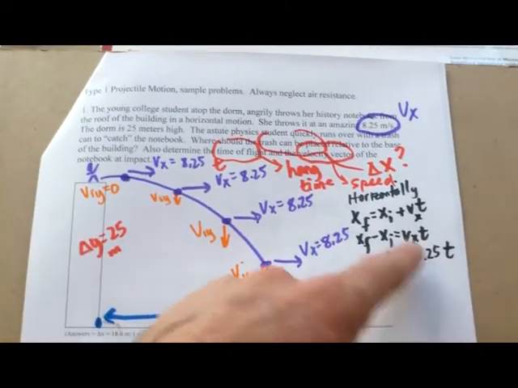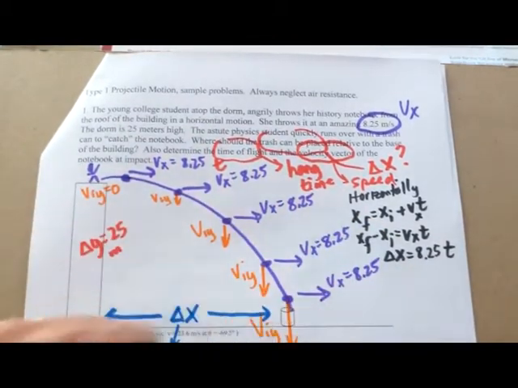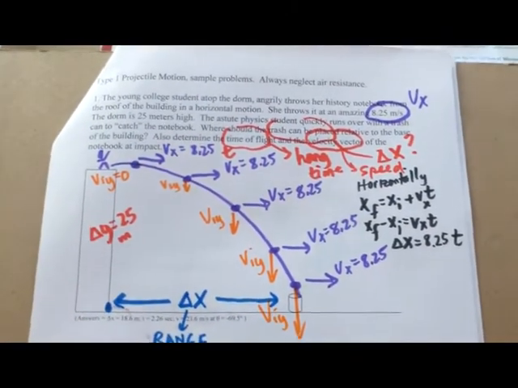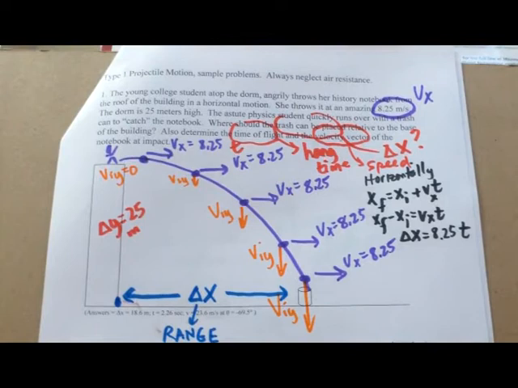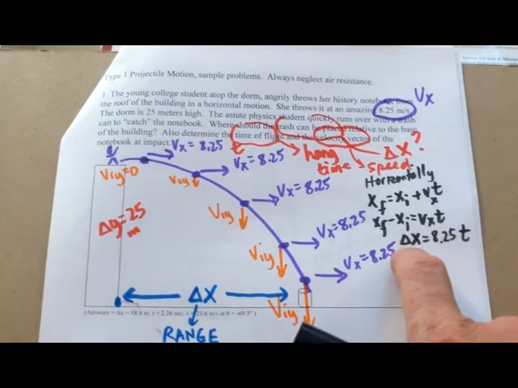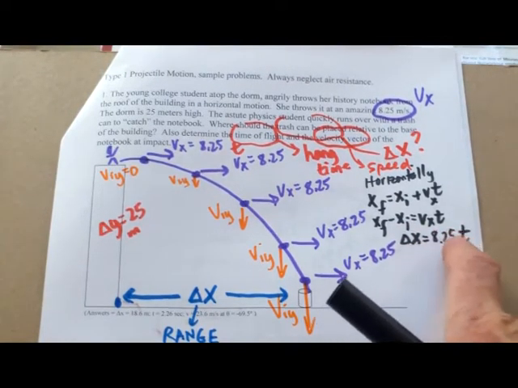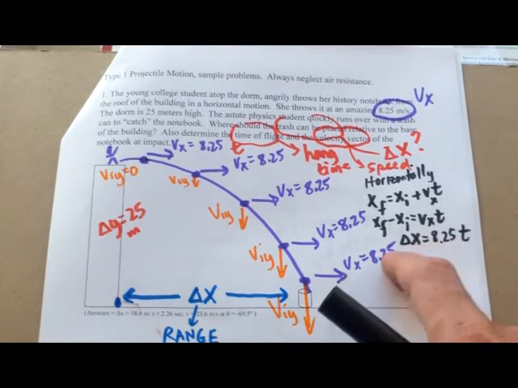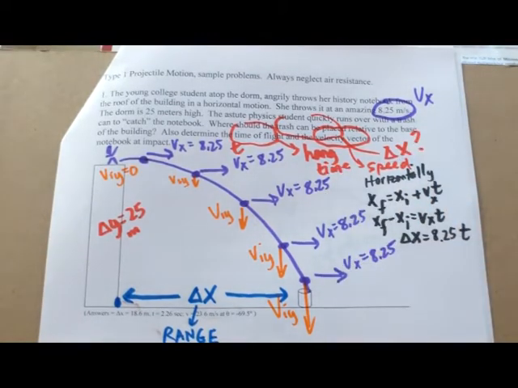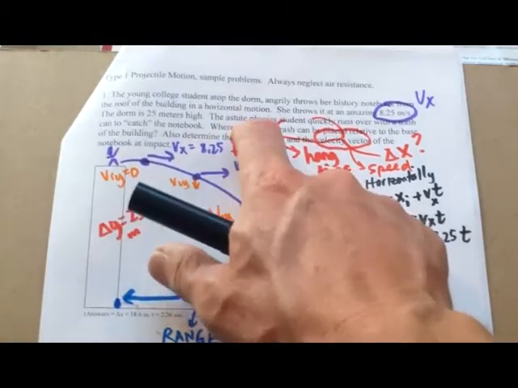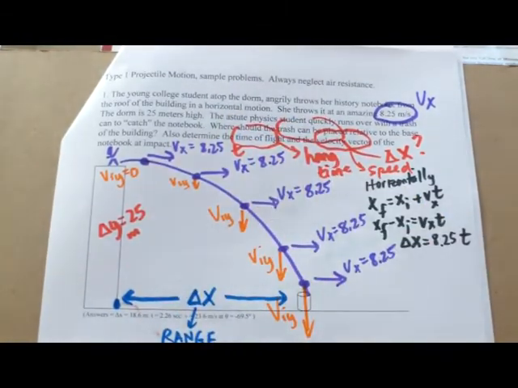This time then represents the hang time. How long is the projectile or notebook in the air? We're not sure what that is just yet. So the problem is we've got these two unknowns, and we can't really figure out what that delta x is until we get this time of flight. So what we're going to have to do then is go to another equation.